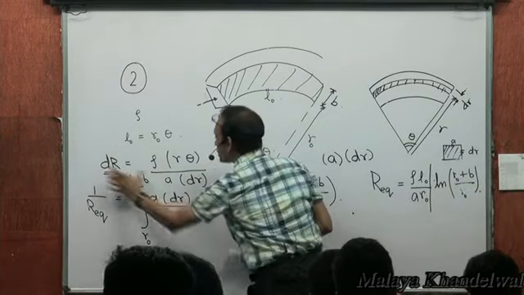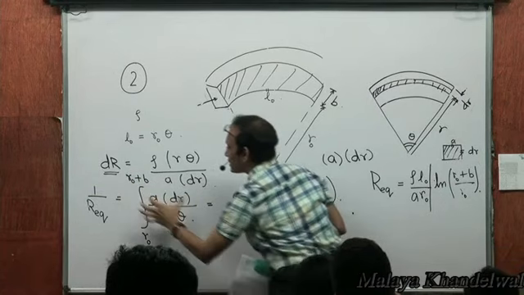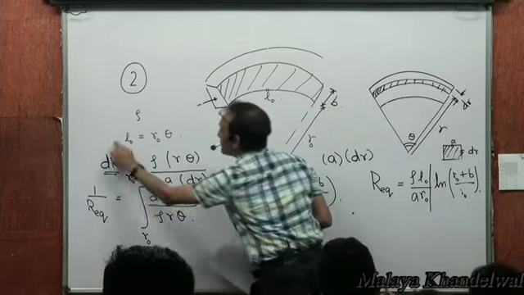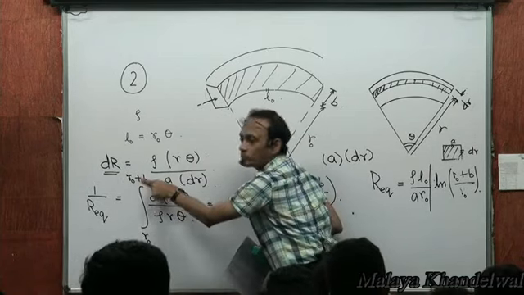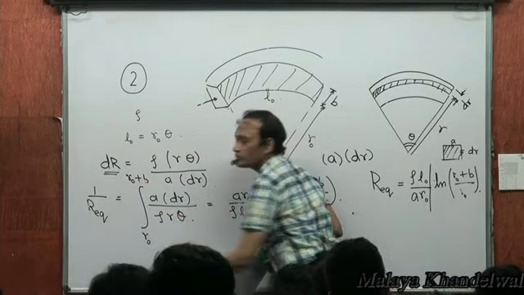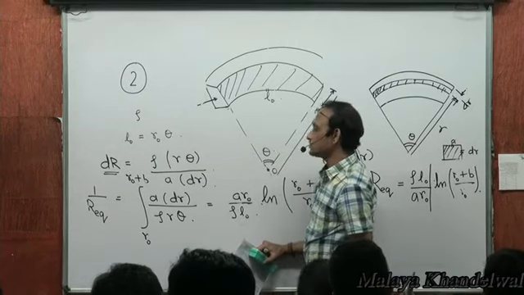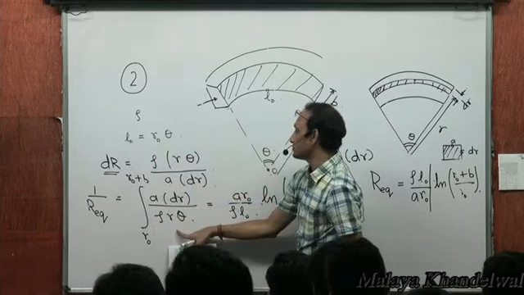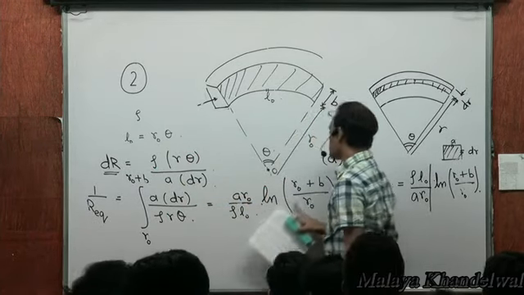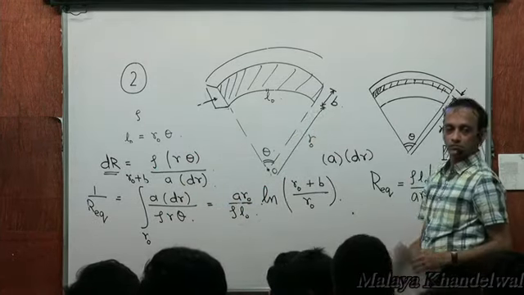So I chose dR, and the reciprocal of this dR is this. And I summed up all the reciprocals of these dRs, where R runs from R0 to R0 plus B. I got the reciprocal of the equivalent resistance. And theta then was L0 by R0, plugged in, and then integrate this.